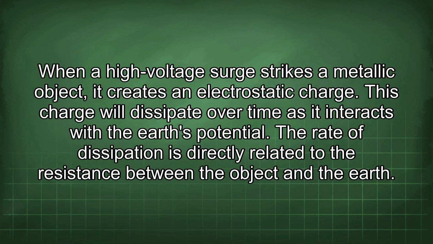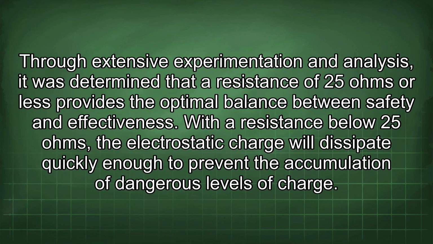When a high voltage surge strikes a metallic object, it creates an electrostatic charge. This charge will dissipate over time as it interacts with the Earth's potential. The rate of dissipation is directly related to the resistance between the object and the Earth. Through extensive experimentation and analysis, it was determined that a resistance of 25 ohms or less provides the optimal balance between safety and effectiveness. With a resistance below 25 ohms, the electrostatic charge will dissipate quickly enough to prevent the accumulation of dangerous levels of charge.